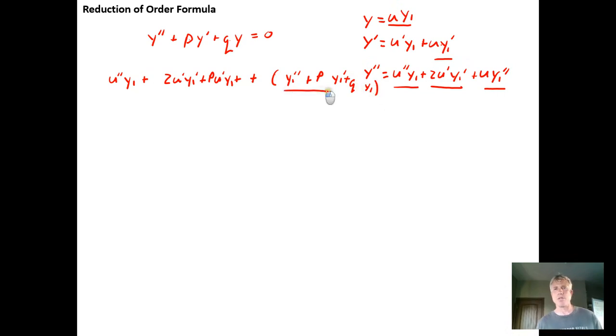And when we do that, we want to notice what we have here, this y1 double prime plus p y sub 1 prime plus q y sub 1. This has to equal 0. Y sub 1 is a solution for the differential equation. So when we replace y with y sub 1, y prime with y sub 1 prime, and y double prime with y sub 1 double prime, it needs to equal 0 or it violates the premise that y sub 1 is a solution. So this whole piece that's times the linear term u winds up canceling.